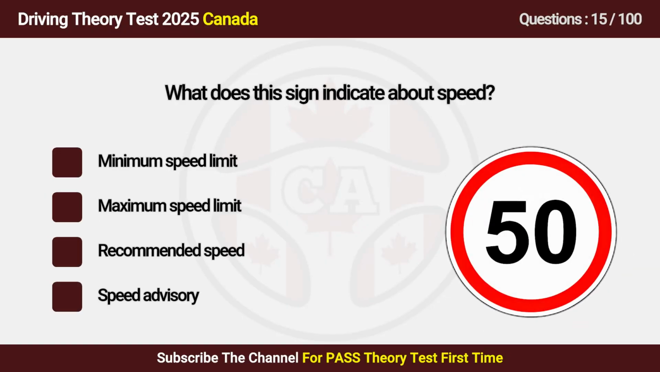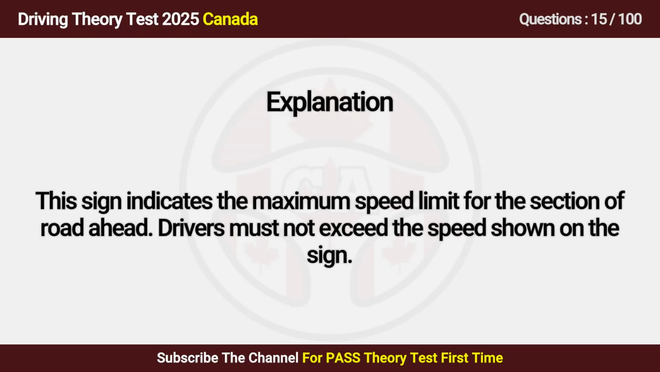A. Minimum speed limit. B. Maximum speed limit. C. Recommended speed. D. Speed advisory. Answer is B. Maximum speed limit. This sign indicates the maximum speed limit for the section of road ahead. Drivers must not exceed the speed shown on the sign.